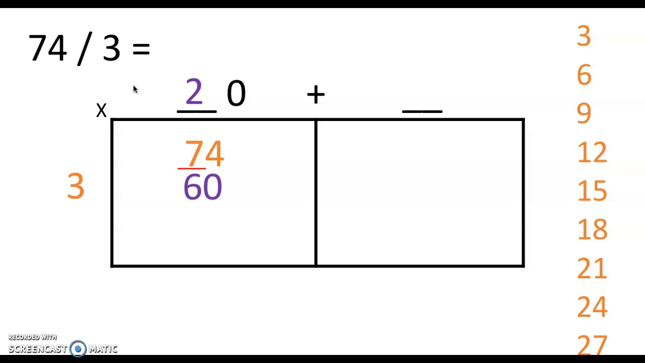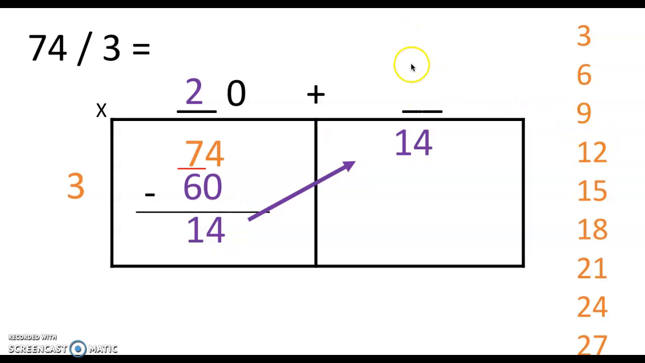Then, if we were doing multiplication, we would add this. But remember, multiplication and division are opposites. So what's the opposite of addition? Yeah, subtraction. So we're actually going to subtract these numbers from each other. 4 minus 0 is 4. 7 minus 6 is 1. That leaves us with 14. Now what we're going to do with our remainder, or our leftover, is we are going to bring it up into our next box. Then we're just going to repeat the same process over again.